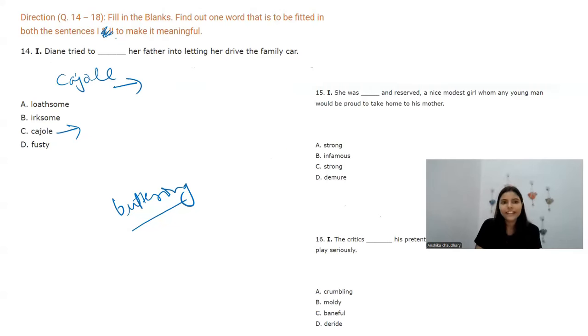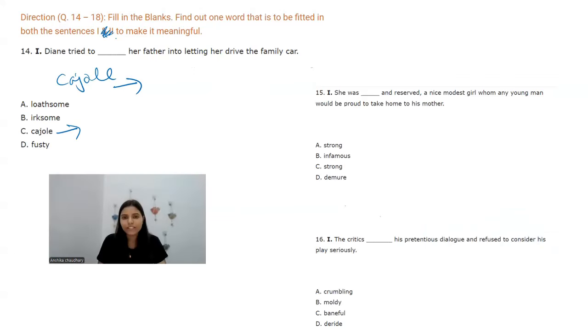So Dinah tried to casual her father. Dinah just convinced her father so that he would allow her to drive the family car. Let's move on to the next question.